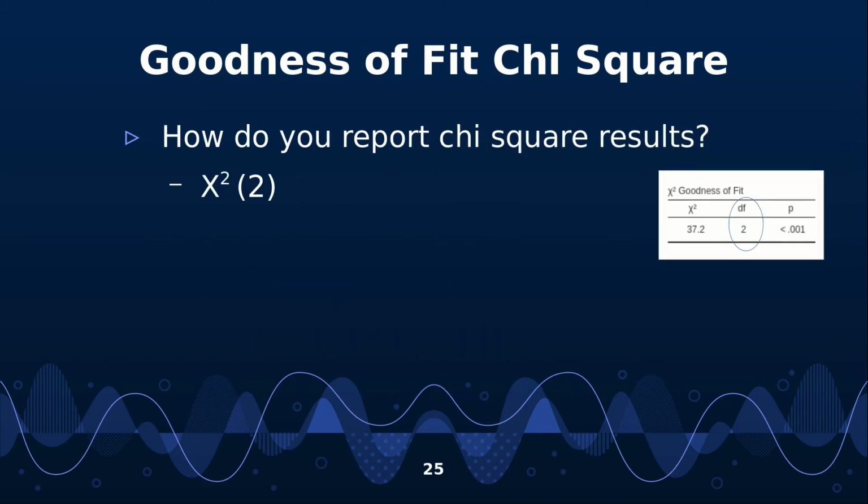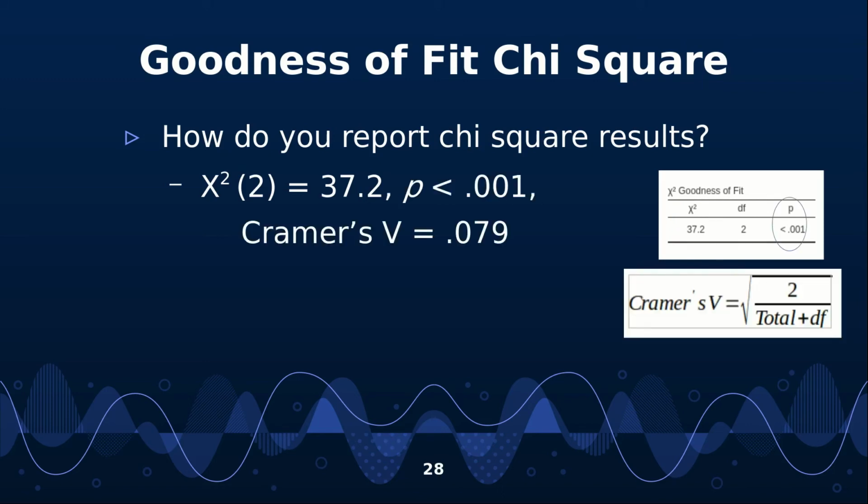Now, how do you report the results of a chi-square in a standardized format? Well, first of all, you put the degrees of freedom in, and the actual chi-square number, and the p-value, and then add the Cramer's V at the end.